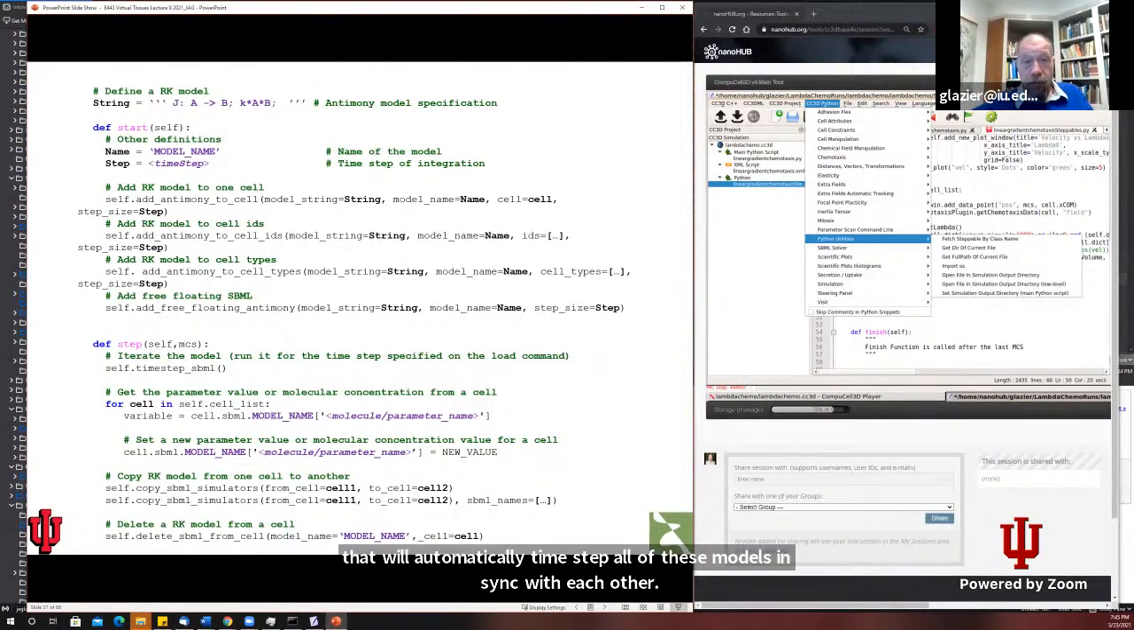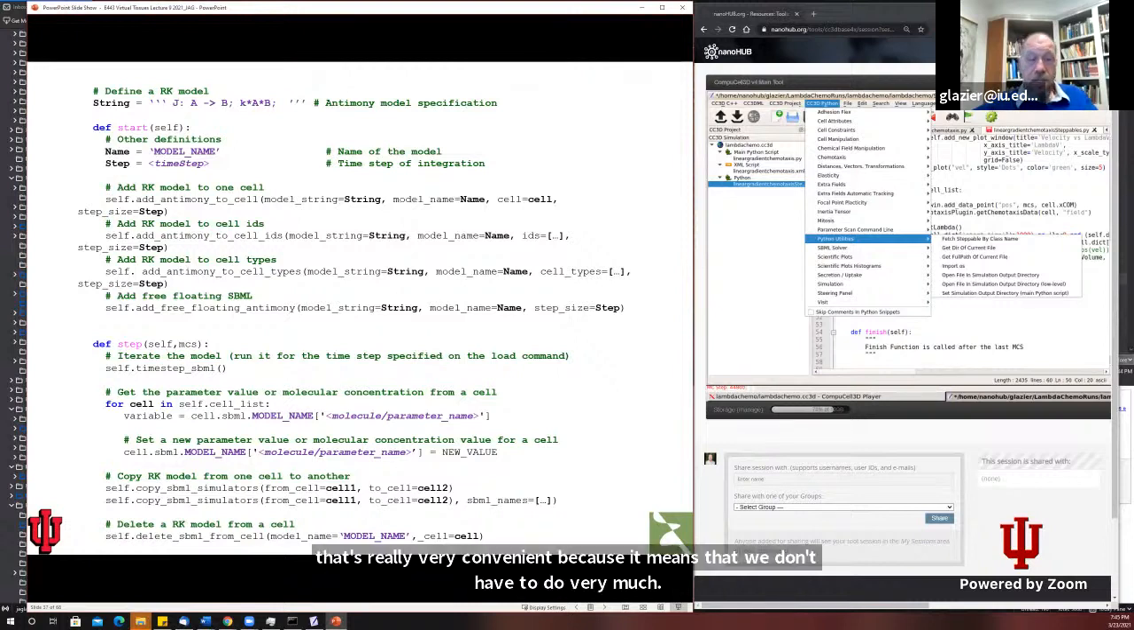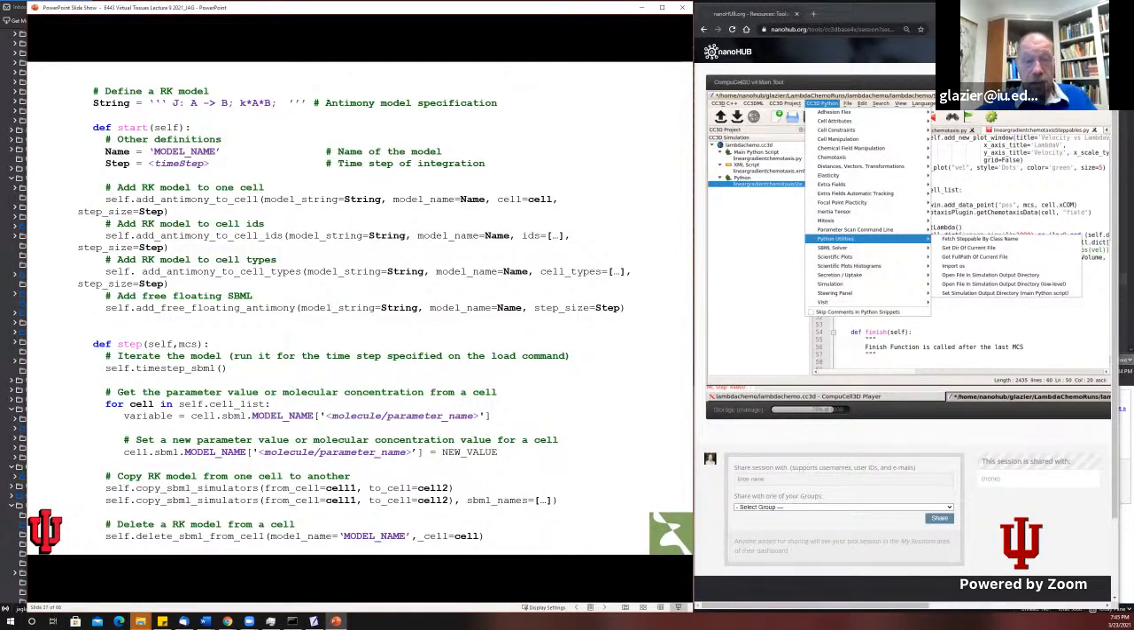And that's very convenient because it means that we don't have to do very much. If we have 1,000 cells, we can load them all with a model of some signaling or metabolic network with a single line of code, and we can have those models execute with a single line of code.